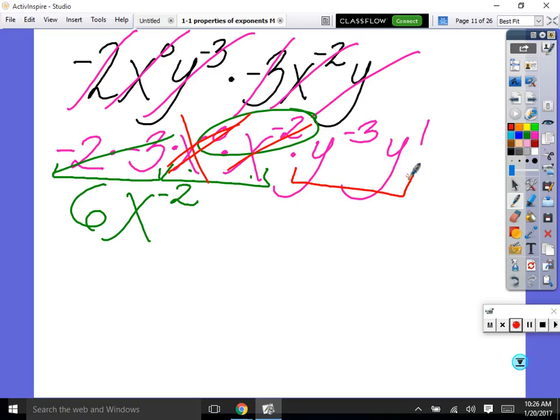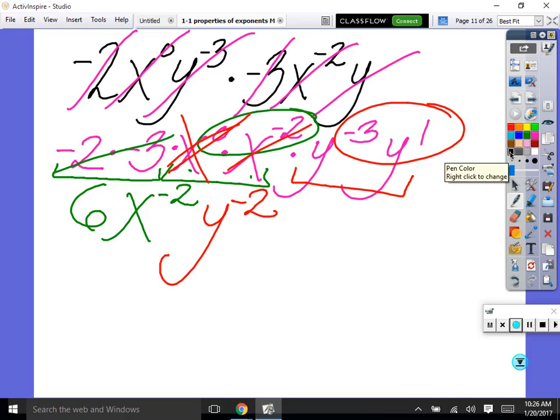When you multiply the same base, you add. Y to the negative 2. You'd say, that's my final answer. Is it an acceptable final answer? No. So we have negative exponents in our final answer. Now, is this 6 to a negative exponent? No. 6 to the positive 1.